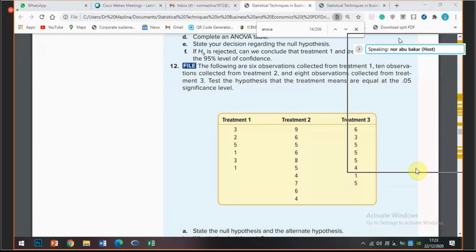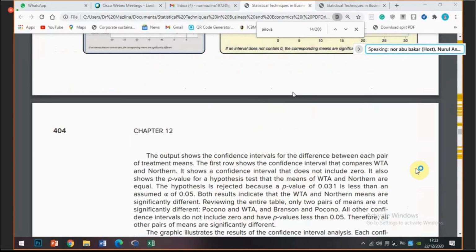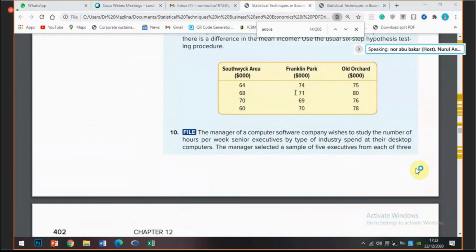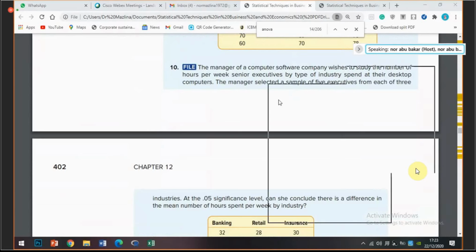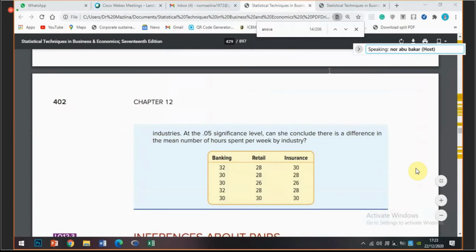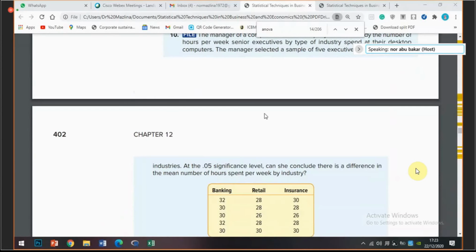Question number 10. Number 10. Where is number 10? It's above, okay, sorry. Okay, this one, oh yeah, I remember this question. Okay, so a computer company, software company, so the thing that you want to test here is banking, retail, and insurance companies.